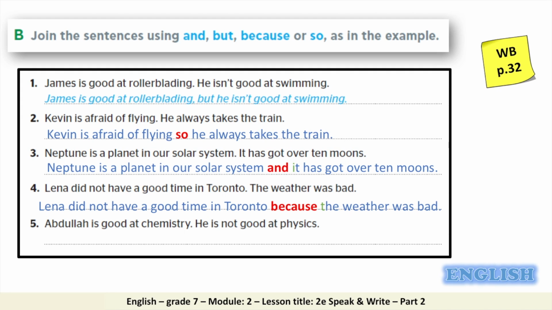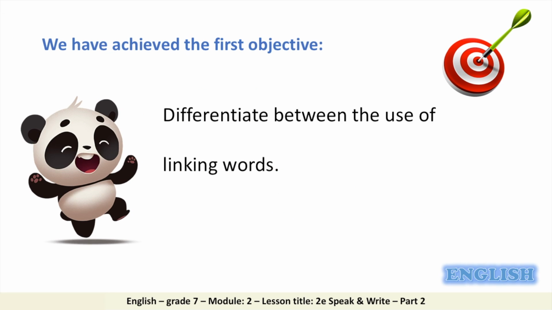Finally, number 5, Abdullah is good at chemistry. He is not good at physics. So which linking word do we use here? That's good. To express contrast or difference, we use but. Abdullah is good at chemistry, but he is not good at physics. Please check your answers and make sure that you have copied the correct answers in your workbook. With this, we have achieved the first objective, which is to differentiate between the use of linking words.